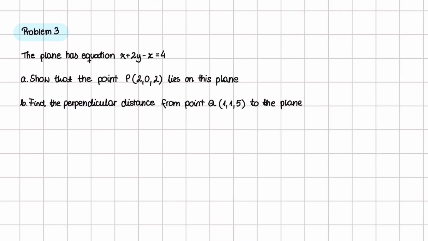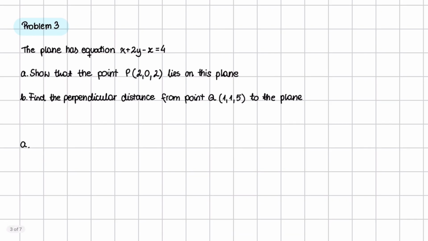Problem 3. The plane has equation x plus 2y minus z equals 4. A. Show that the point P (2, 0, 2) lies on this plane. So as you may expect, we have to just substitute these values into x, y, and z, and if they satisfy the equation, then the point P lies on this plane, and if not, it doesn't lie.